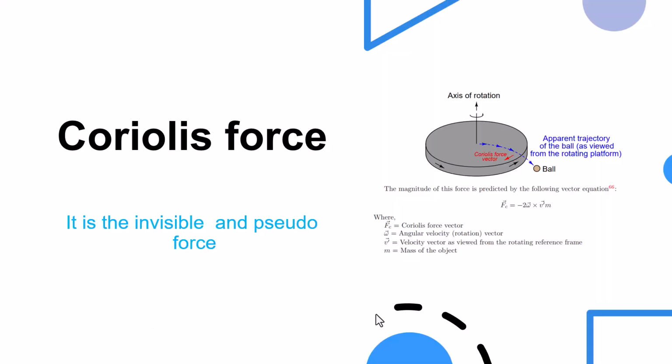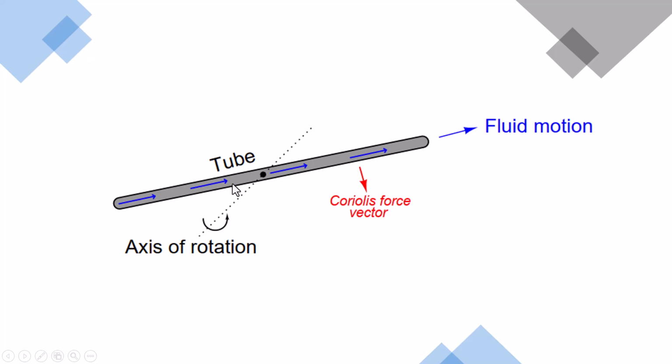We should know that the Coriolis flowmeter uses the Coriolis force. This Coriolis force is invisible. This is the physical concept, the physical formulation. The Coriolis force direction is like this. If you have rotation, it looks like this. Here the tube has a flow motion, and the Coriolis force direction is like this. Okay, make sure.